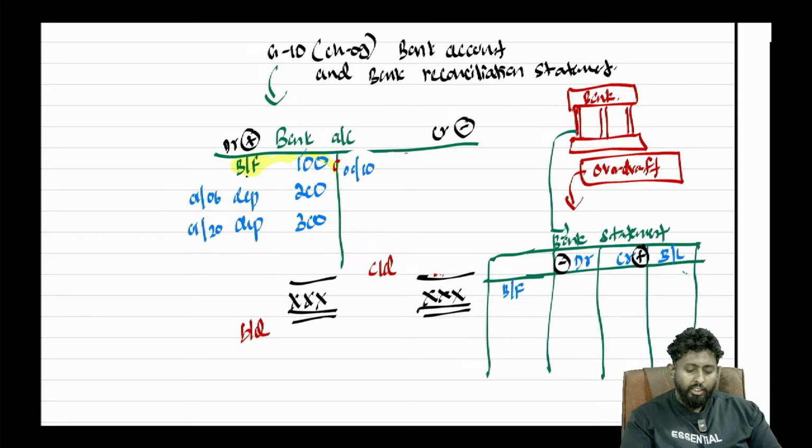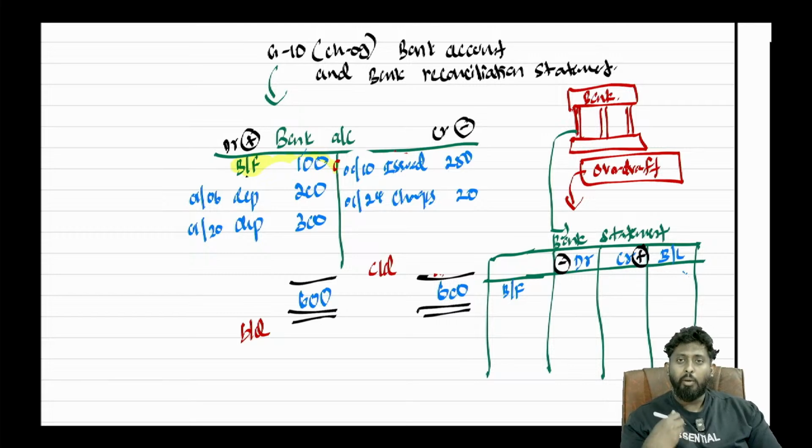And on January 10th, we had issued a check worth 250 rupees. And on the 24th, there are some bank charges of around 20 rupees. Then how do we find the balance? You all know 100, 200, 300 makes 600. If we minus 270, 330 is going to be our closing balance.